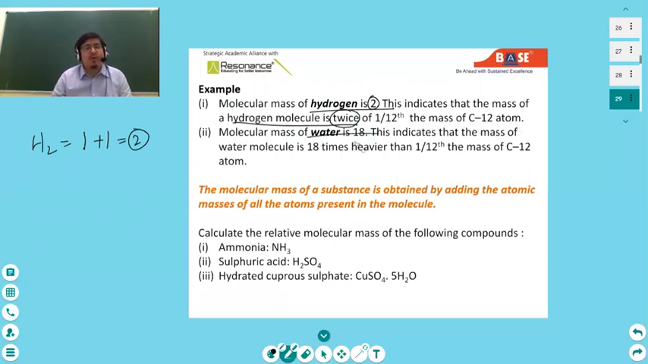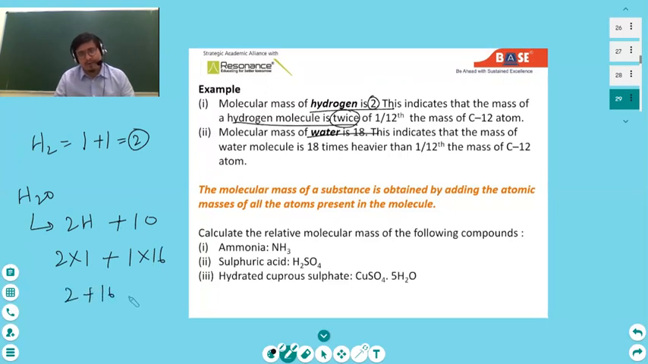Similarly, the molecular mass of water is 18. Let me tell you how to find it now. To find the molecular mass, you have to take the atomic mass of each atom. It has 2 hydrogens and 1 oxygen. So 2 into 1, since hydrogen's atomic mass is 1, and oxygen is 16. So 2 plus 16 equals 18. That's why we write the molecular mass of water is 18. This indicates the mass of a water molecule is 18 times heavier than 1/12 of the mass of a carbon-12 atom.